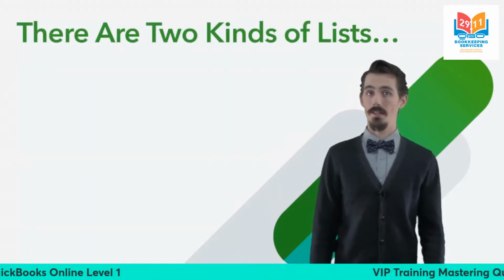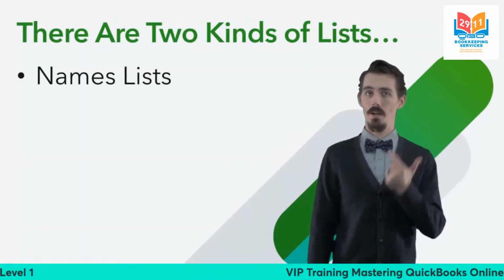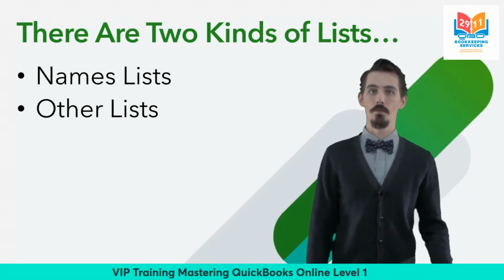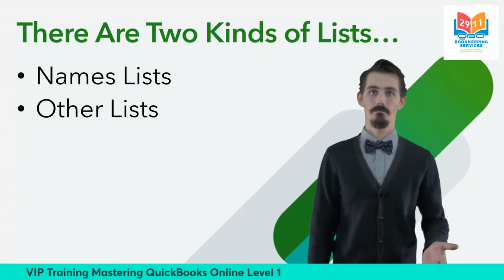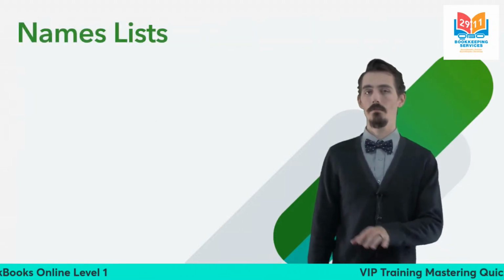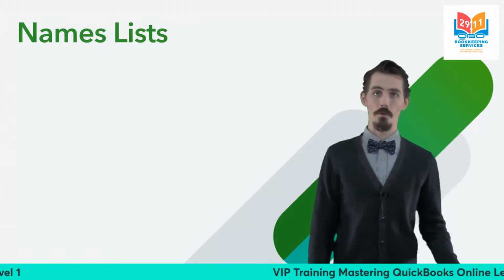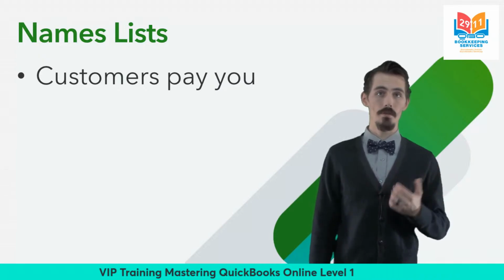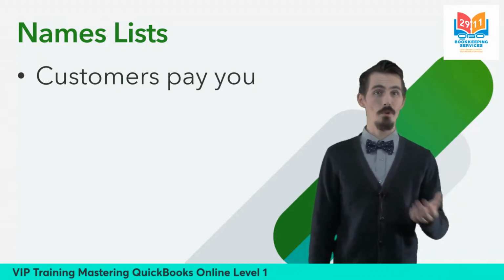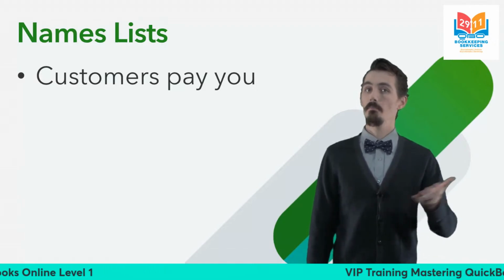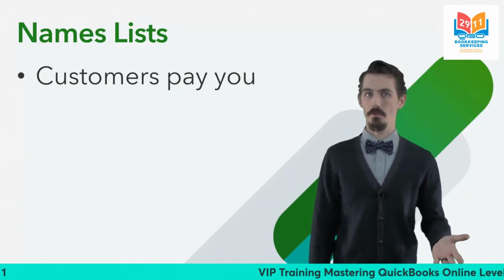Lists come in two varieties: names lists and other lists. Let's talk about the differences and similarities between these types of lists. Names lists help you organize the names of your customers, vendors, and employees. Customers are people and businesses that pay you for your products and services. You might call these people clients, guests, tenants, or even donors, but in QuickBooks, they're all customers.